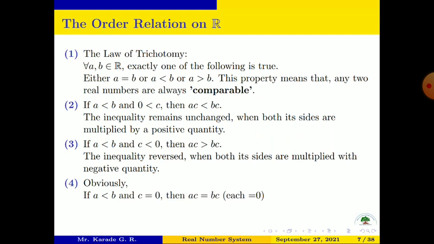Obviously, next, if a is less than b and c is equal to 0, and we multiply this inequality by c, the inequality becomes an equality, which means ac is equal to bc, and each will be equal to 0.